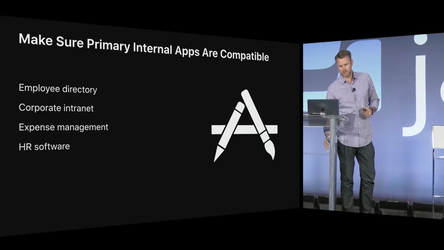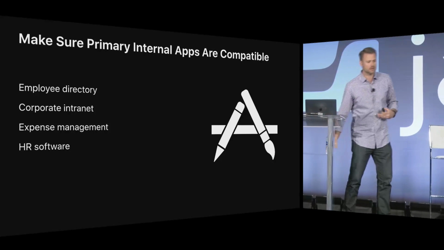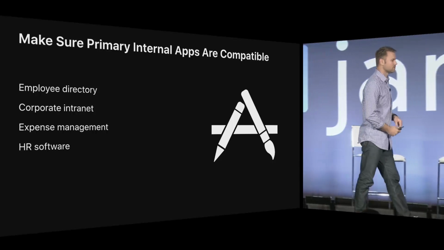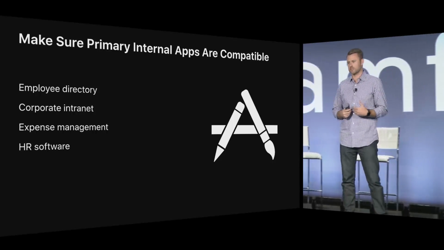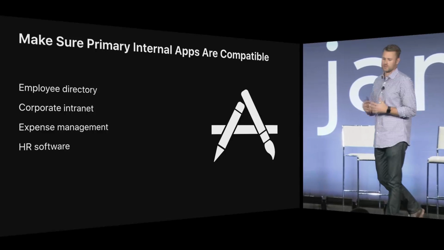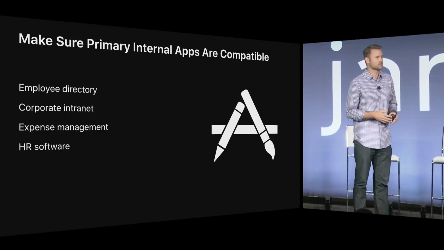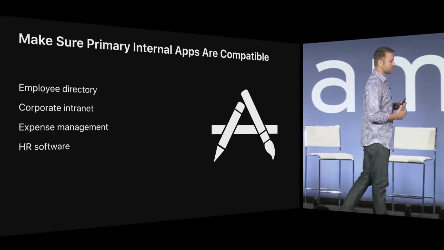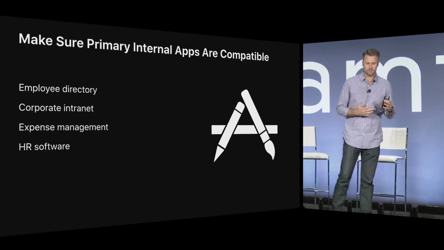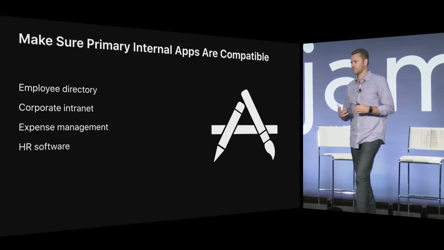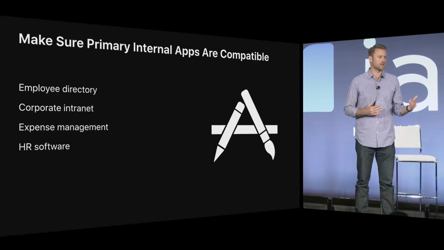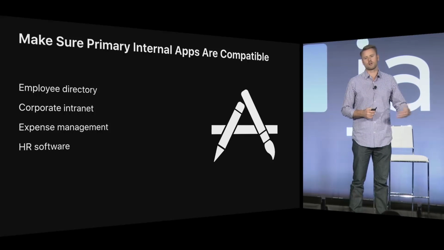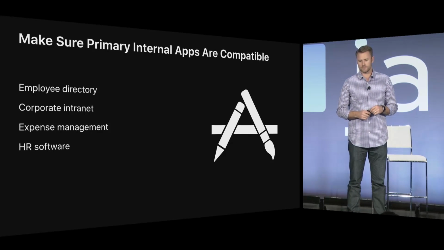But ultimately, you want to make sure that the main internal apps are also compatible. So things like directory, the corporate intranet, expense management. These are the things that people might not use all the time, although directory, we all know, is one of those things that everybody uses every day. But there's a certain level of iteration that we can approach this with to enable folks to get up and running and then give them more and more capability over time.